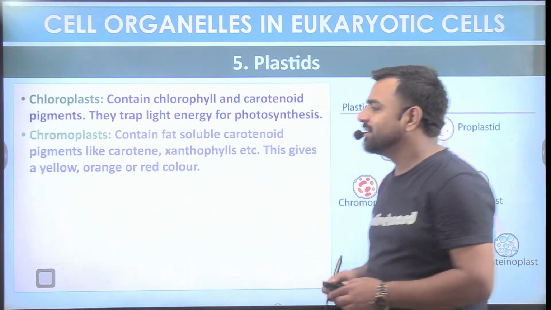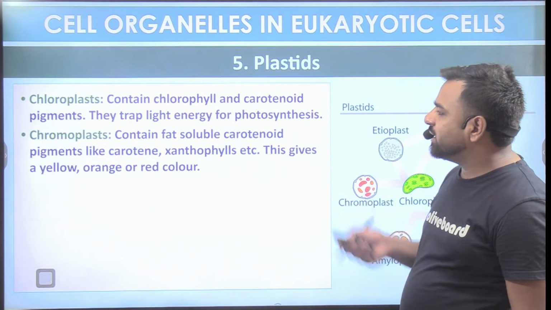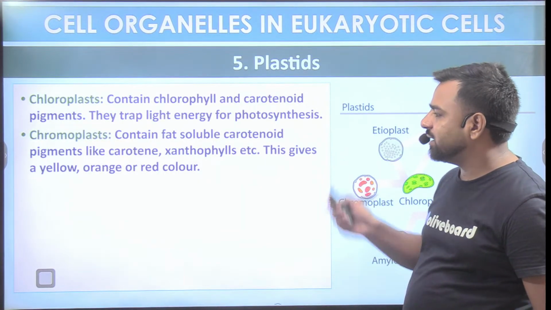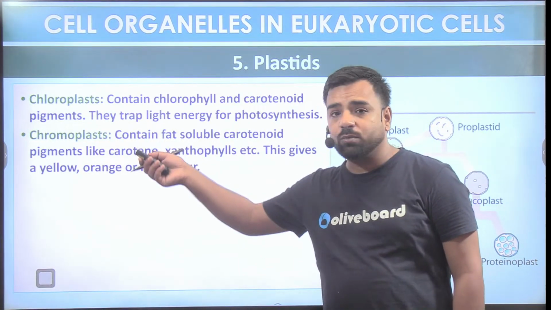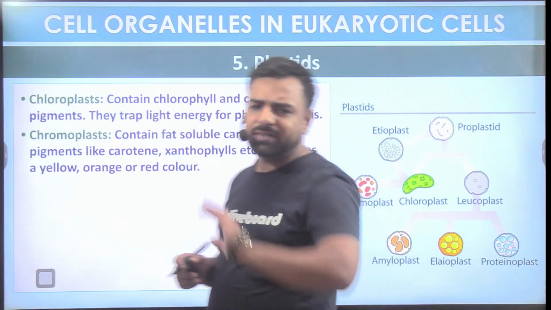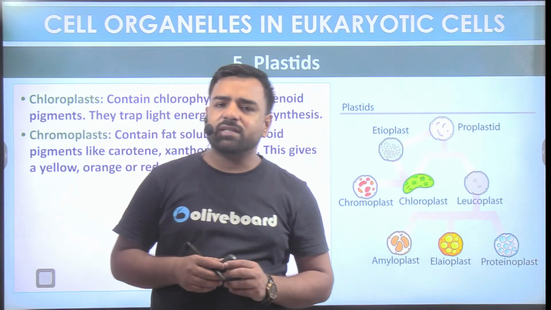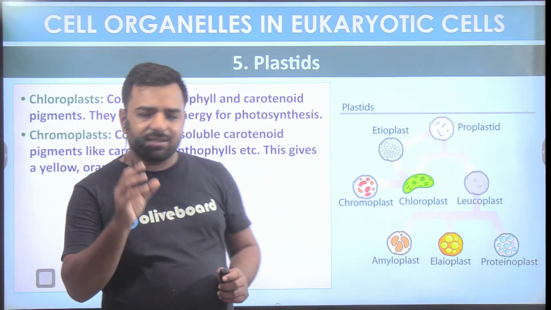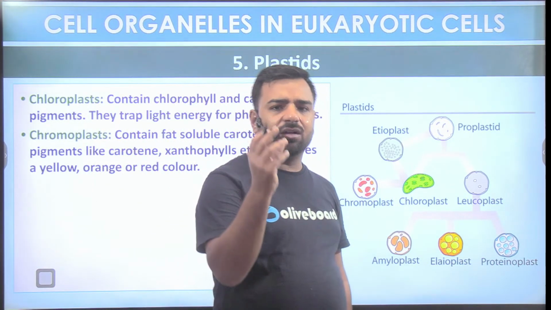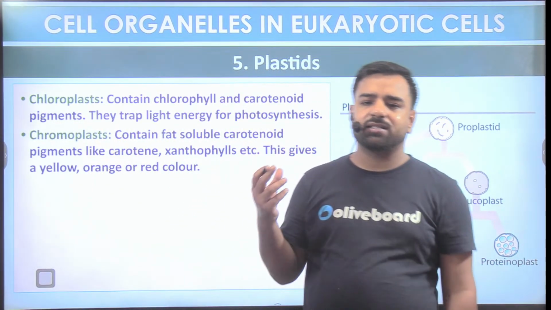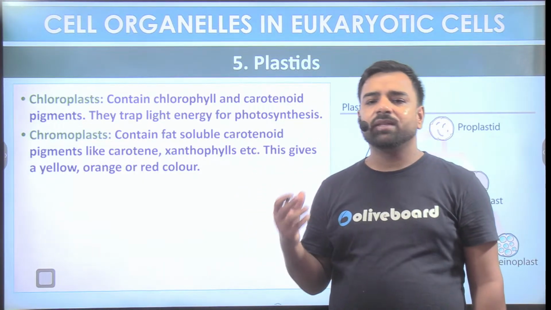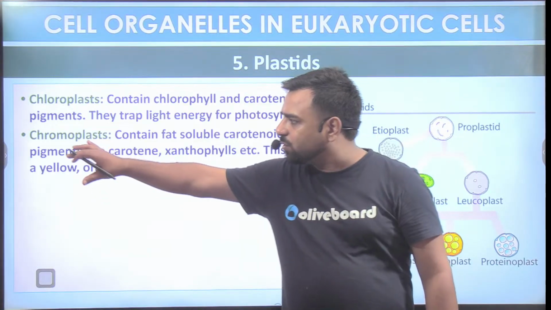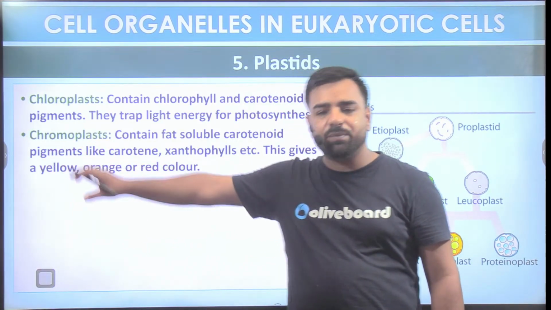Next, chromoplast. They contain the fat-soluble carotenoid pigments like carotene, xanthophylls, etc. They give yellow, orange, and red color. You can link chromoplast with Google Chrome. That's the best part. Guys, have you ever seen the logo of Google Chrome? If you look at the logo, you'll find different colors there, red color, yellow color. You can just link that section with Google Chrome. It would be easy to remember.